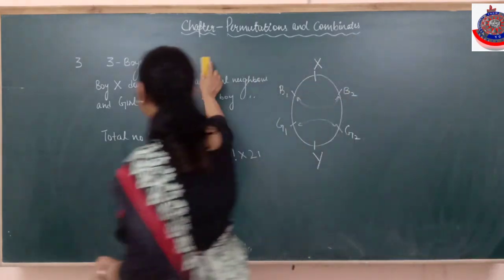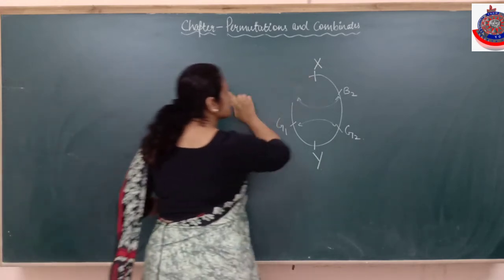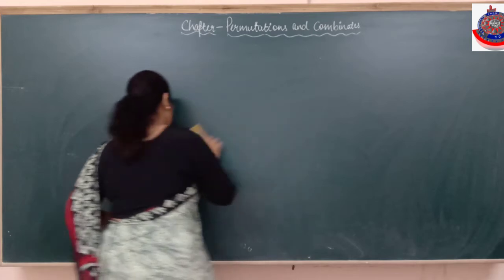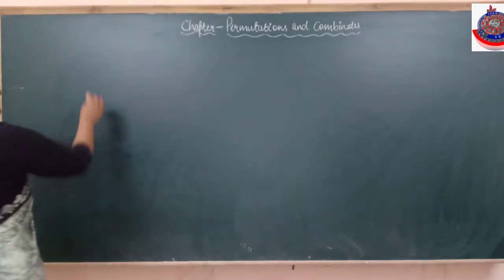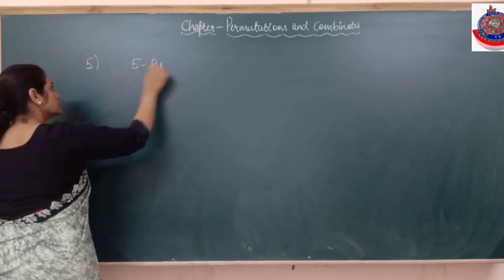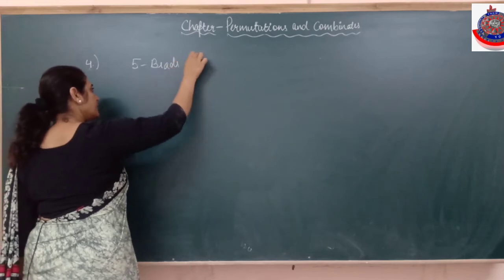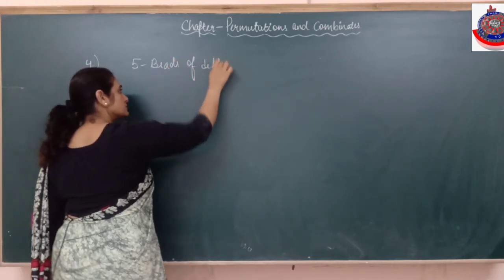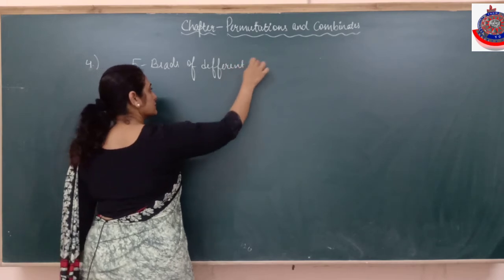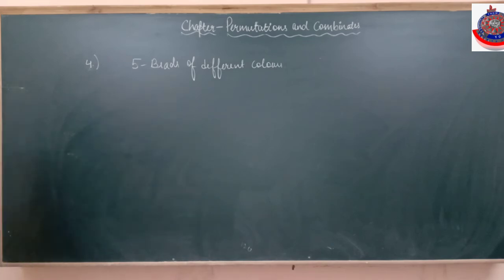Just pick up the last example. Now suppose I have 5 beads of different colors. I have to make a necklace out of it. In how many ways can 5 beads of different colors form a necklace?